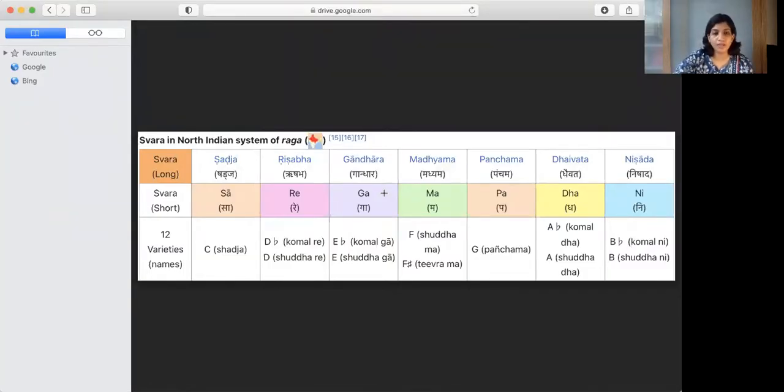You can see that these are the swaras in the North Indian system of raga. Shadja, Rishabha, Gandhara, Madhyama, Panchama, Dhaivata, and Nishada are the seven swaras that are used in Indian classical music. There are short forms of these swaras, because we cannot sing Shadja Rishabha. The short forms are Sa for Shadja, Re for Rishabha, Ga for Gandhara, Ma for Madhyama, Pa for Panchama, Dha for Dhaivata, and Ni for Nishada.